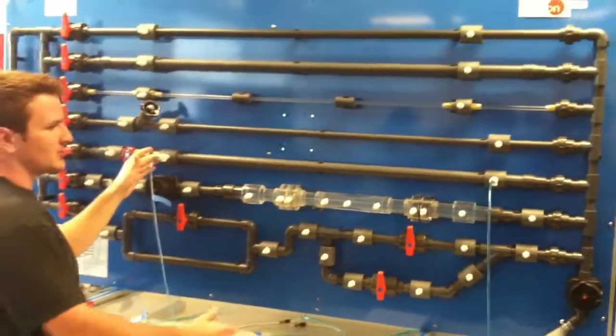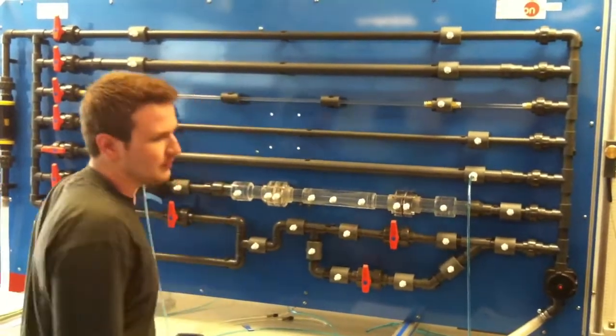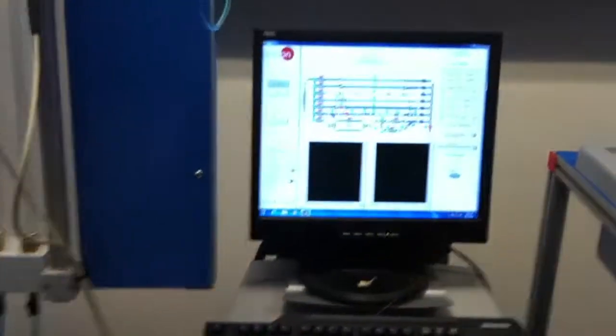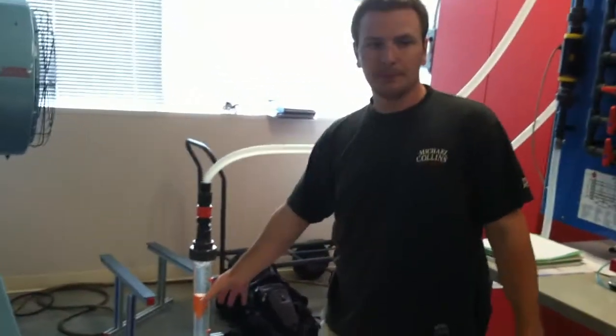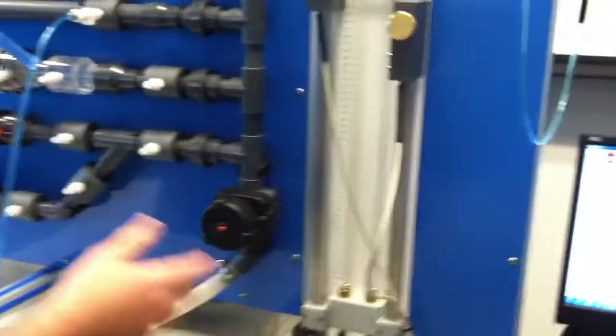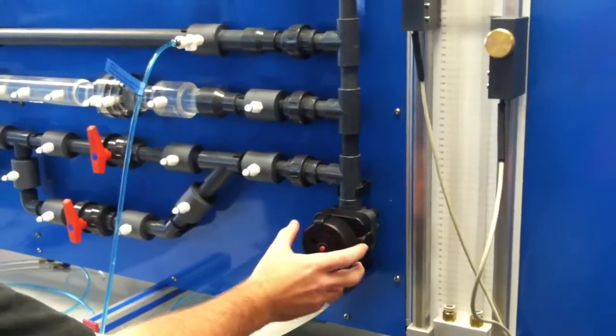We have sensors 1 meter apart at point 1 and point 2. Readings on them will give us the head loss, which is right on the computer. The flow rate we measure from here. So all we do, we get our first reading of our head loss and our flow rate, and then we change the flow rate using this knob here.